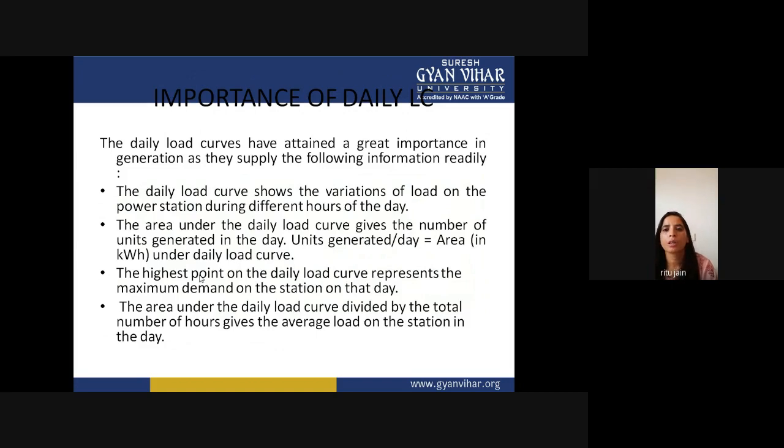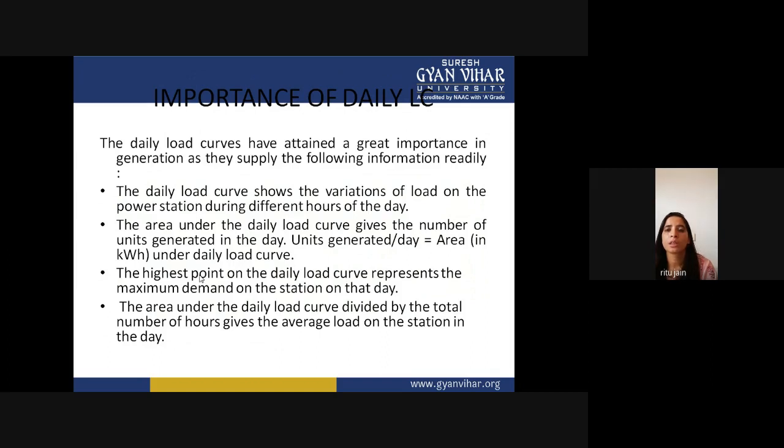Now, the importance of the daily load curve. The daily load curve has attained great importance in generation. If we don't know what our demand is, we will not be able to set up any power plant. These are some important points which we can find out from our daily load curve. The daily load curve has attained great importance in generation as it supplies the following information.